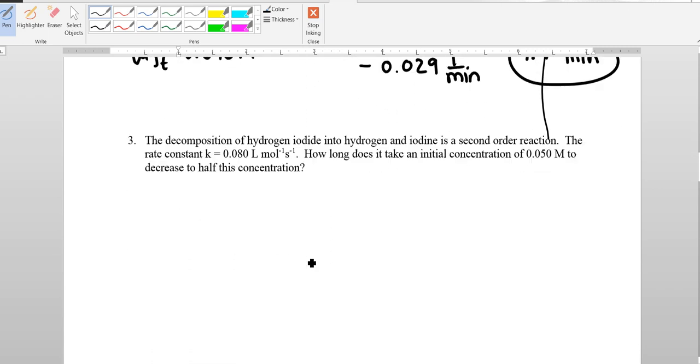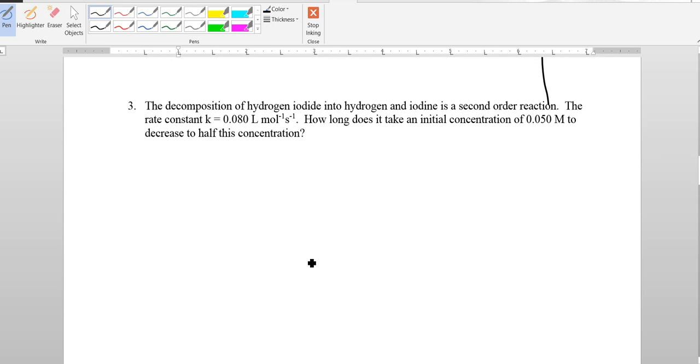All right, let's look down at number 3. We've got a decomposition that is a second order reaction. That's probably an important piece of information. They give us a rate constant.